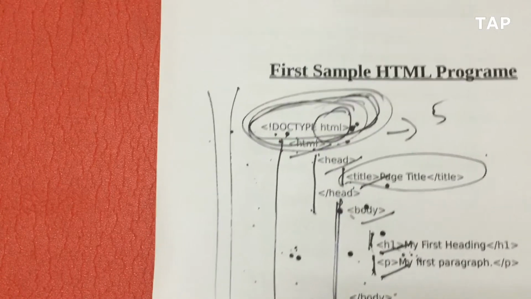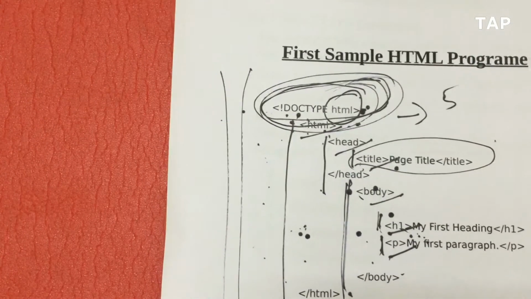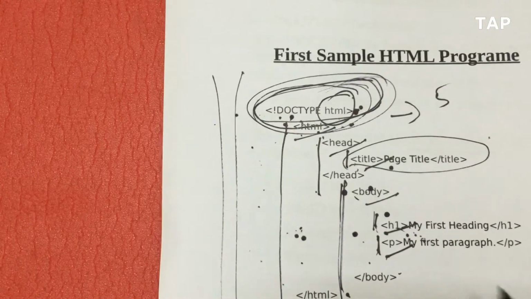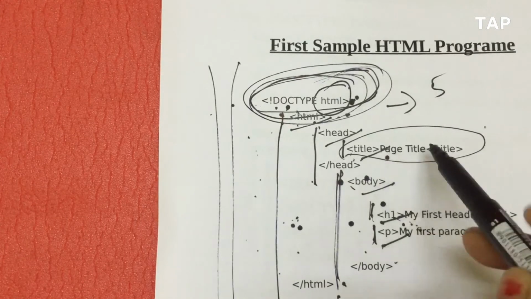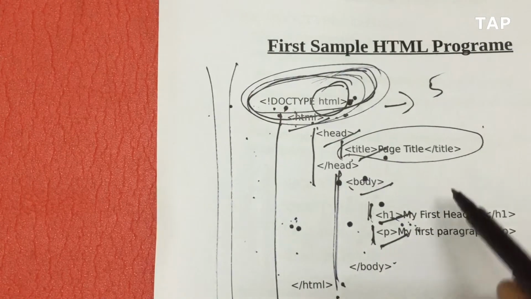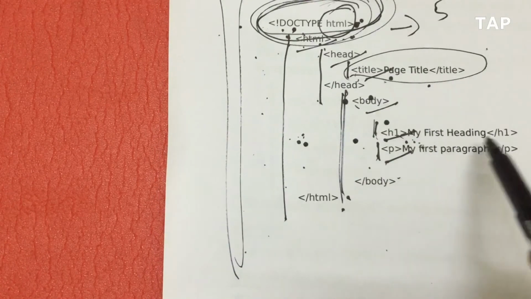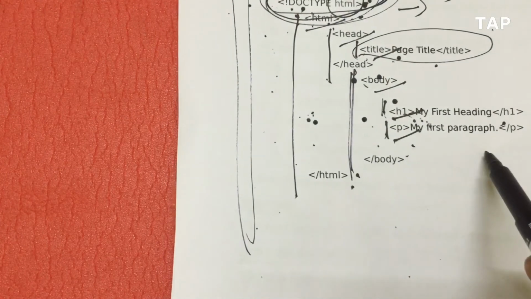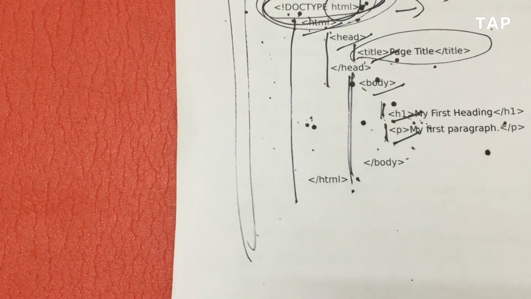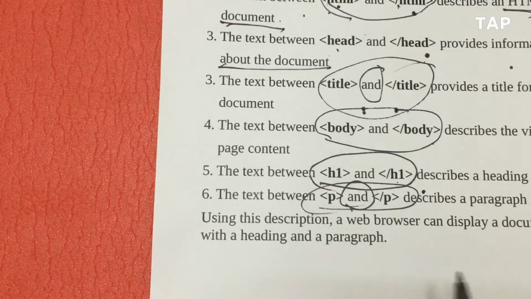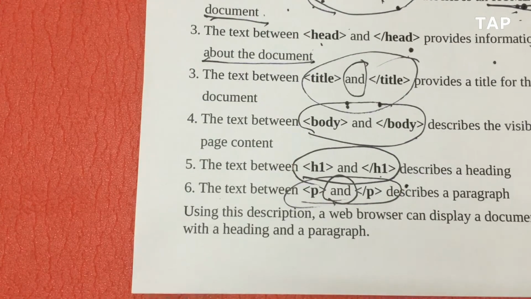So this program, what is written, I think I have marked all. I hope it is clear, not that much clear, but you can understand that. So this page has a title, the page title, and in the body my first heading, and below that my first paragraph will start. After writing, we can run our program in the web browser and see the result.